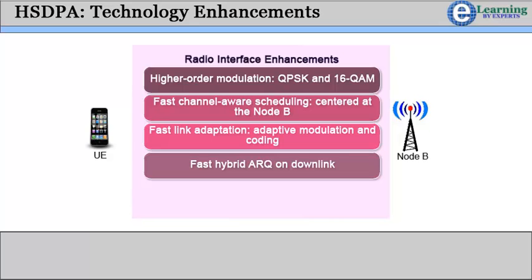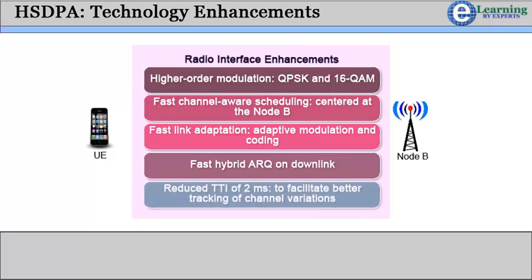User transmissions are assigned to one or more of HSDPA channels for a short transmission time interval of 2 milliseconds, significantly less than the interval of 10 to 20 milliseconds used in WCDMA. The network can thus readjust which users are assigned which HSDSCH every 2 milliseconds.